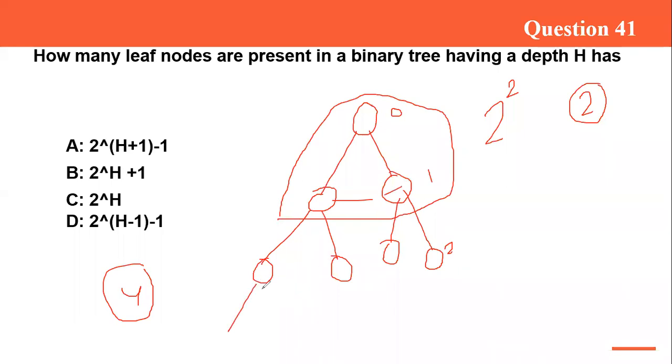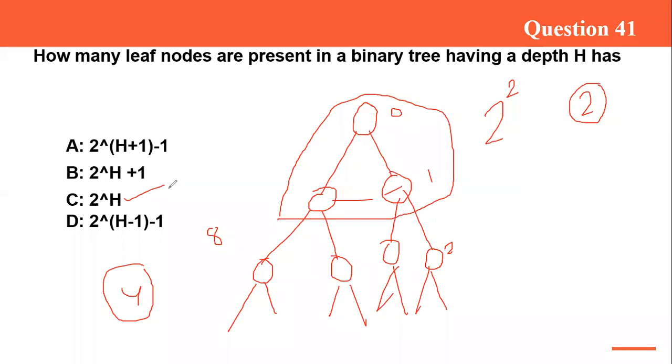Okay, next level also you can consider. How many nodes will be there in the next level? 8 it will be there, right? 8 nodes will be there. What is that? 0, 1, 2, 3. Depth is 3. So 2 power 3 is what? 8. Understood that? So what is the answer for H? Got it, everyone?